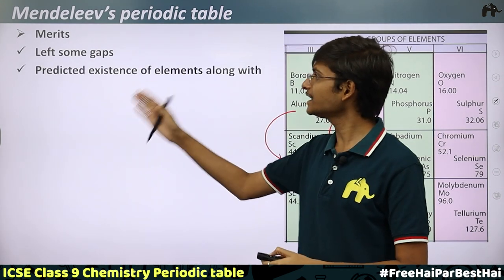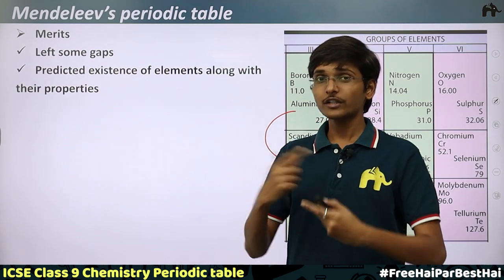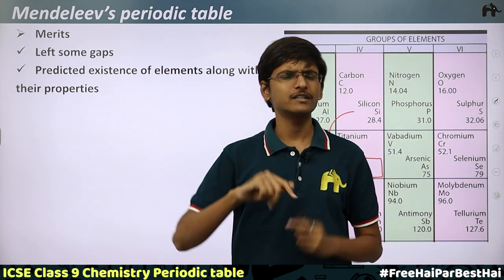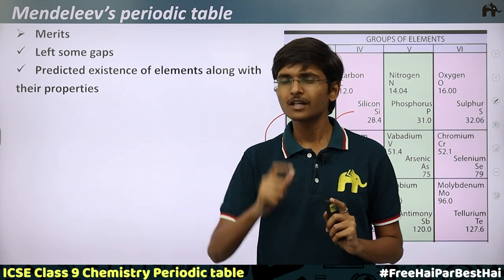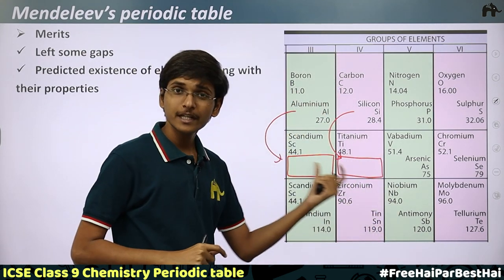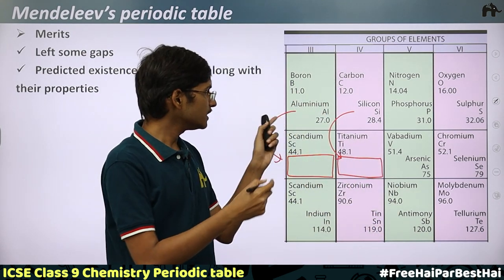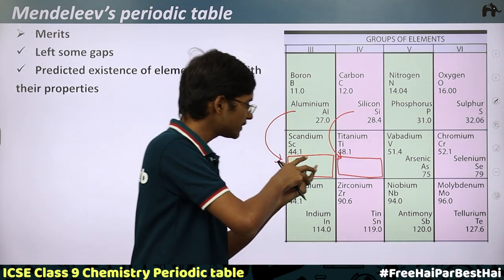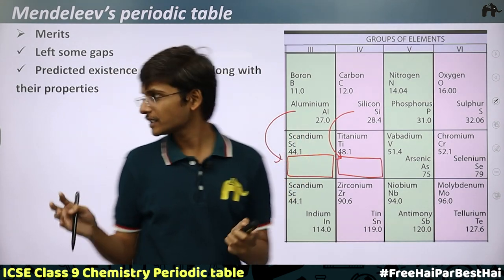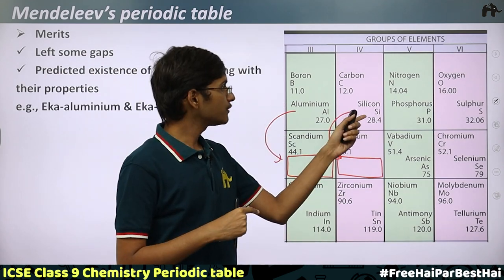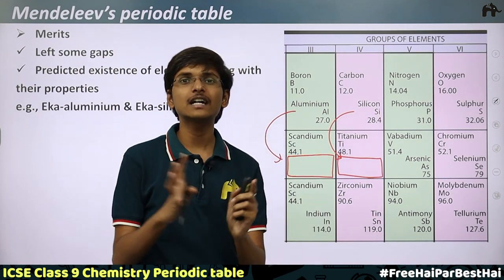Okay, so huge, right? So not only the existence, but also their properties. For example, which two elements? He also named those elements. He gave the name to the element which would be placed below aluminium as Eka aluminium, and the element which would be placed below silicon as Eka silicon.